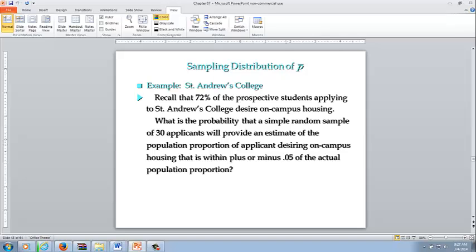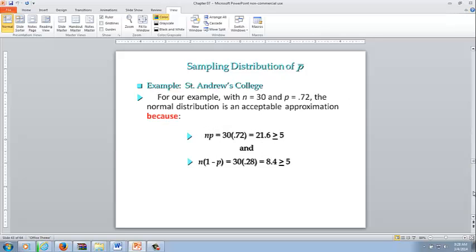First, what do we know about the sample proportion p-bar? Can we assume that it is normally distributed? First, let's look at this condition. nP. n is 30, P is 0.72, and the product is 21.6, which is greater than 5. We're okay. Second, n times 1 minus P. It's 30 times 0.28, which is 8.4. It's also greater than 5. Hence, we can use the normal distribution for p-bar.